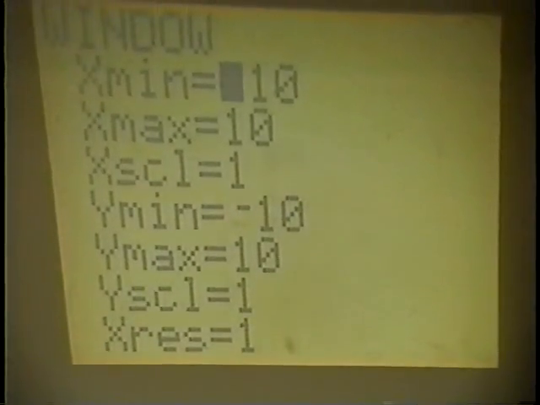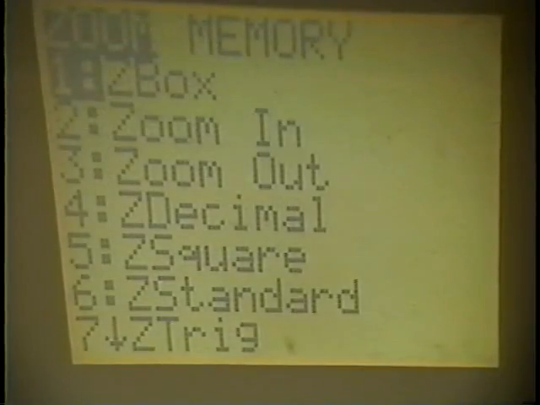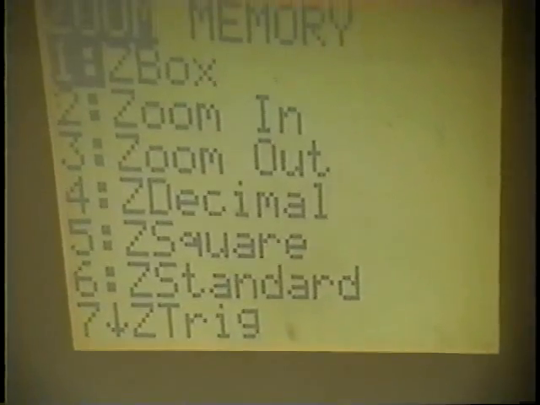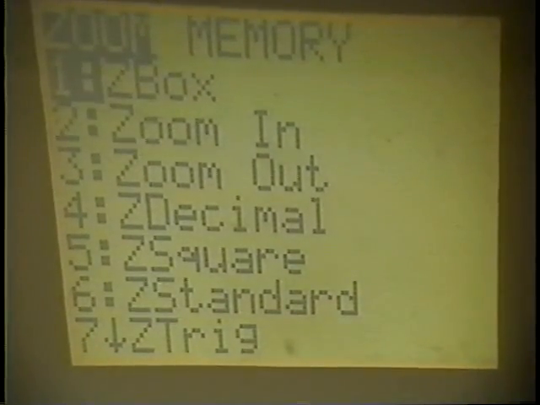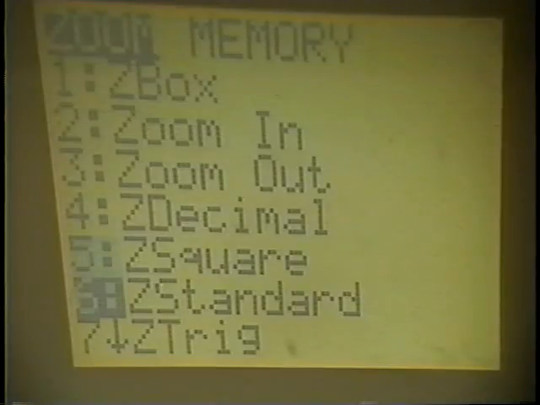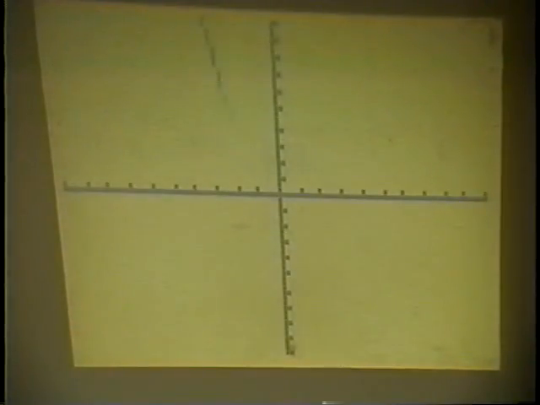Now yours may not look like that. If you hit the zoom button, and you look, the two we're going to be using the most for viewing windows are 4 and 6. 4 is Z decimal and 6 is Z standard. Okay? If you hit 6, either you can take your cursor down to 6 and hit enter, or just press the number 6.